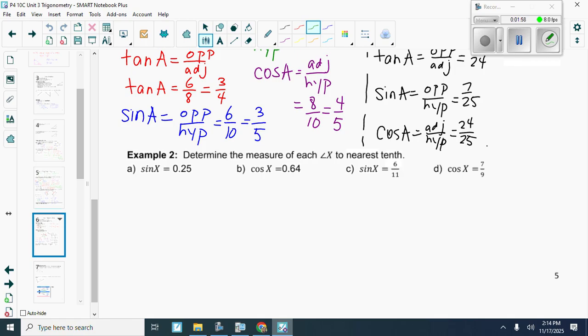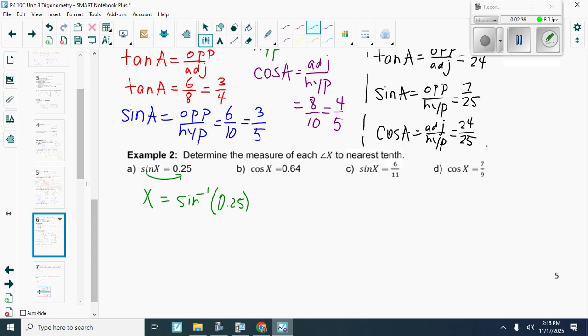Remember, when we have to solve for this unknown angle, we're trying to get the angle by itself, so sine needs to go to the other side of the equation. The way that we do that is we use the inverse sine function. We only ever use this when we're trying to find the angle measurement. So we just do inverse sine of 0.25. Go ahead and put that in your calculator, and tell me what the measure of the angle is to the nearest tenth.